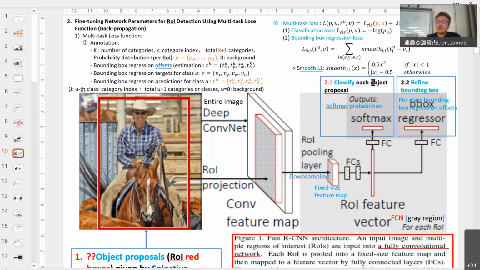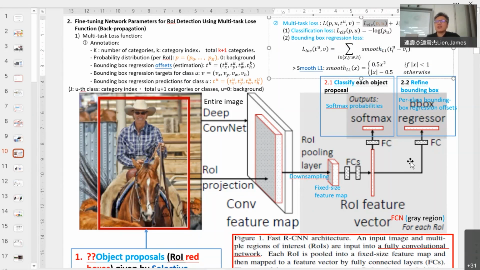So we have two loss functions. One is classification: classify whether it's a person, horse, or anything. Suppose we have 20 classes. The other refines the bounding box using regression. Because we use regression, what will we use? We will use mean square error, right? So for classification we use cross entropy, and for the regression we use the mean square error.